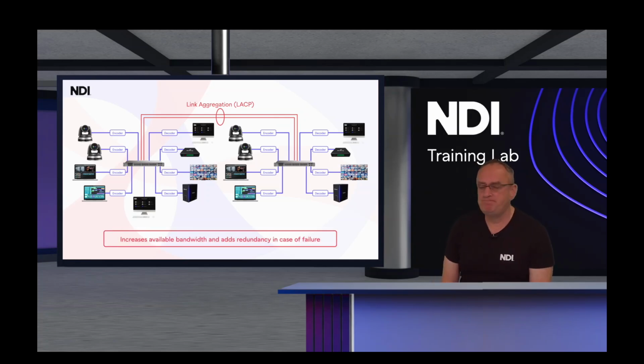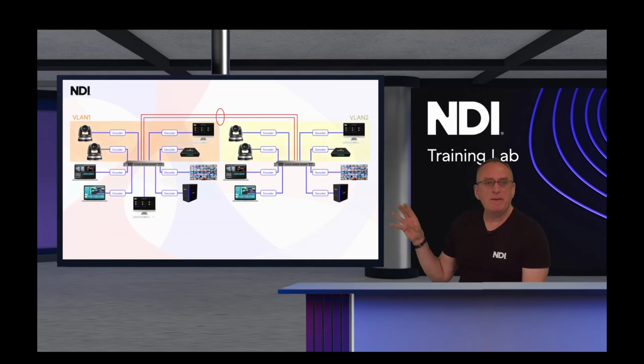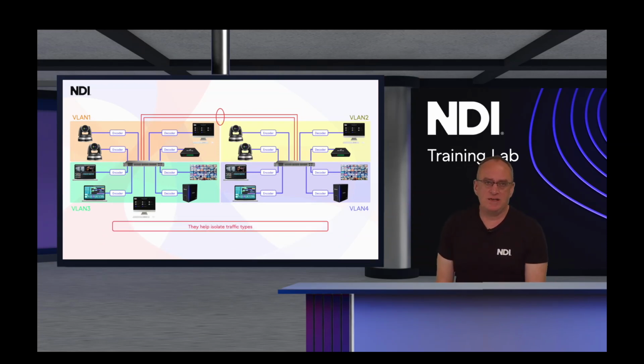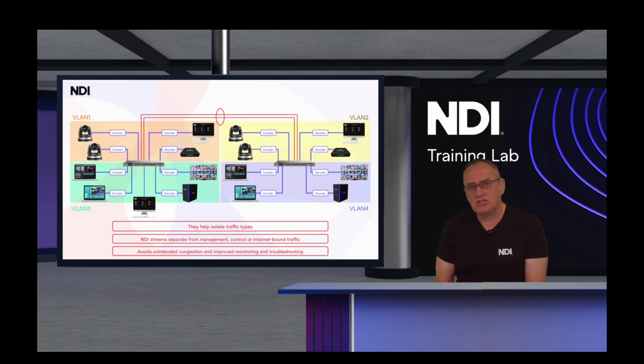of failure. We can implement VLANs for logical separation. While VLANs don't directly reduce bandwidth usage, they do help to isolate traffic types, keeping NDI streams separate from management, control, or internet-bound traffic. And this avoids unintended congestion and it improves monitoring and troubleshooting.